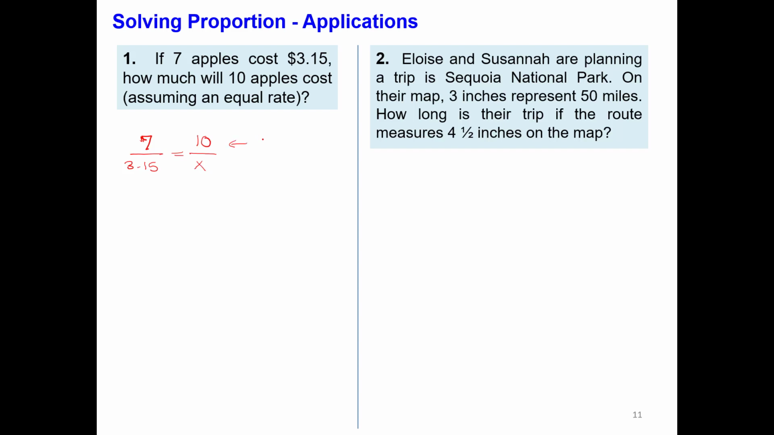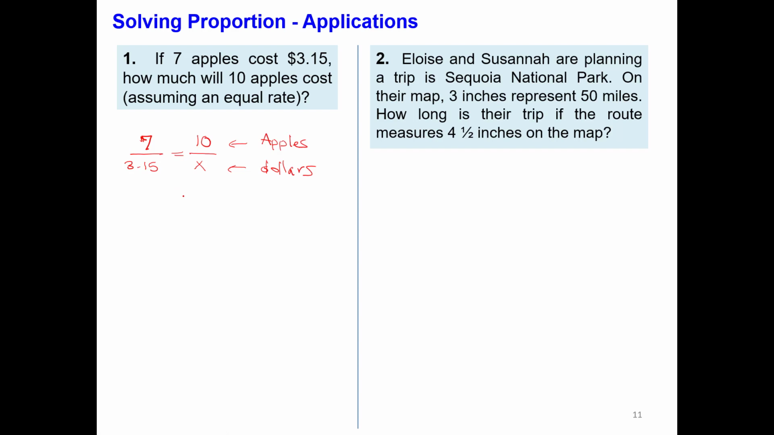Then the important thing here is we have apples on top, and we have the cost, the dollars, in the denominator. You can write it the other way also, dollars over apples. But the important thing is that in both proportions, the same quantity must be in the same place. If we have apples on top, the same quantity must be on top. And if we have x in dollars, the same quantity must be in the denominator. This is the important thing when we write a proportion.